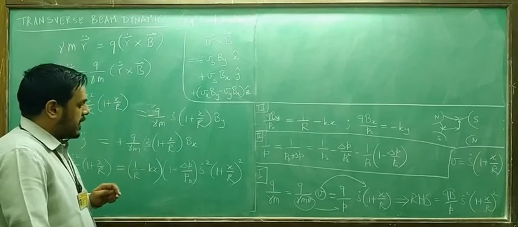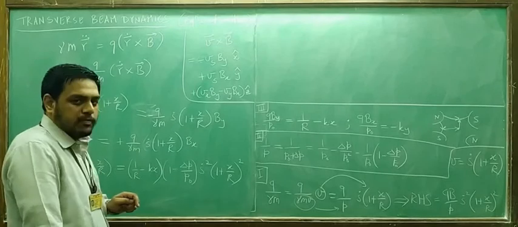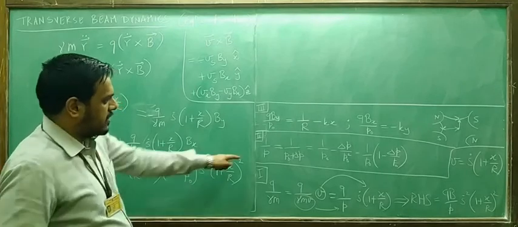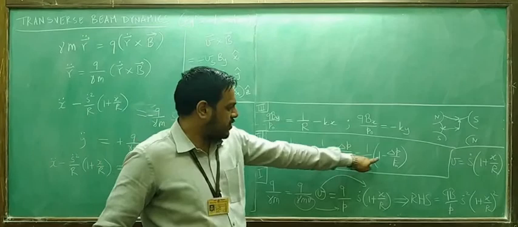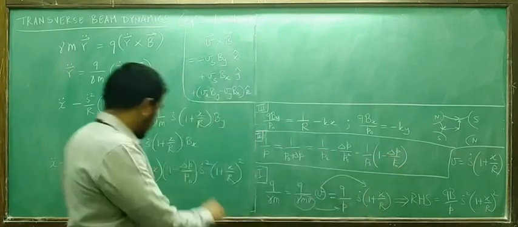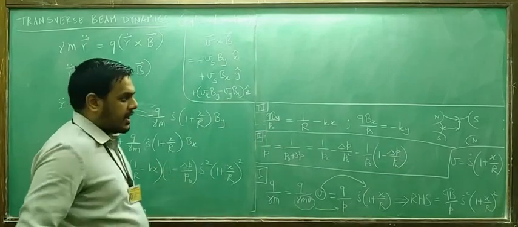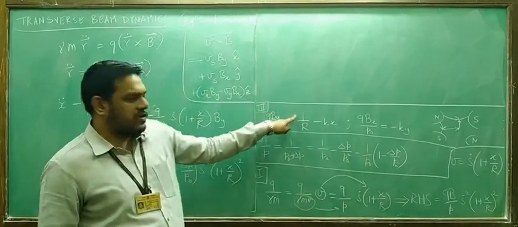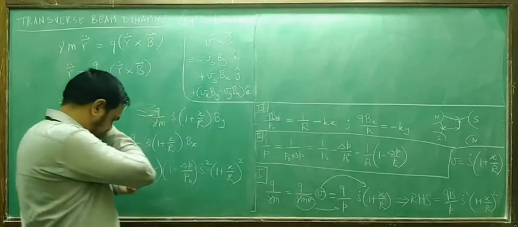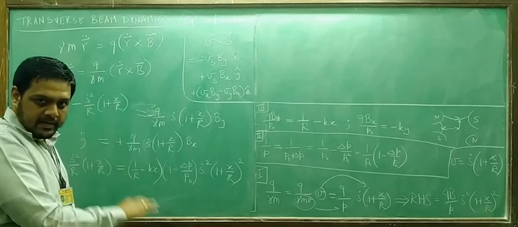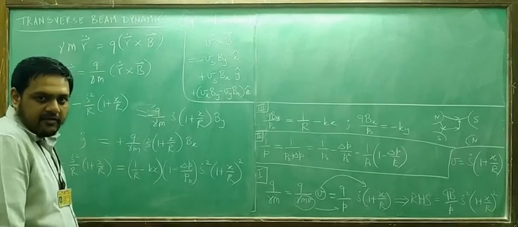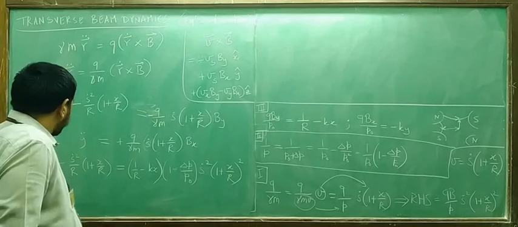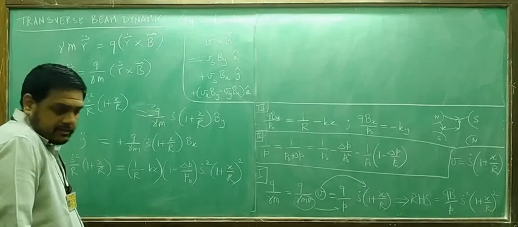Now QB by P, keep QB on top as it is, and 1 by P you can expand as 1 by P0 into 1 minus delta P by P0. That is this term. And that leaves you with QB by P0. QB by P0 you have expanded as 1 by R minus K. So this is the basic idea of what you will get.